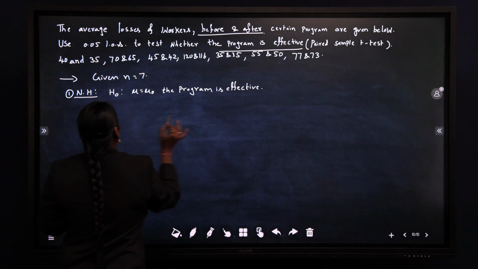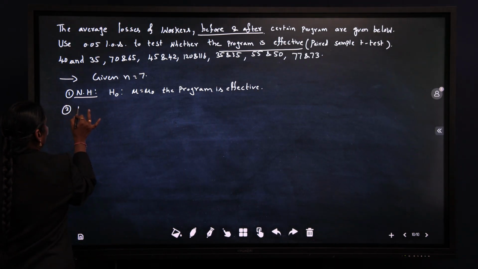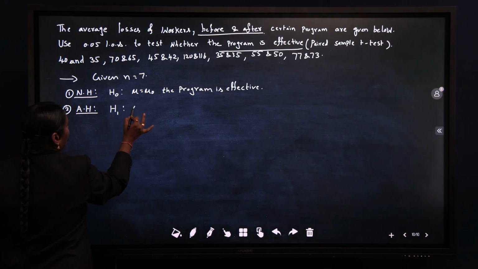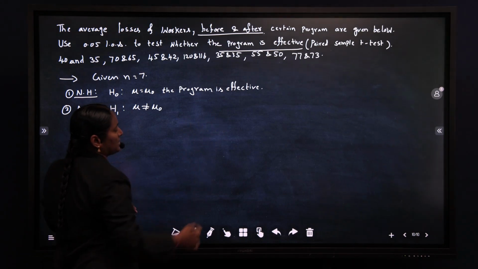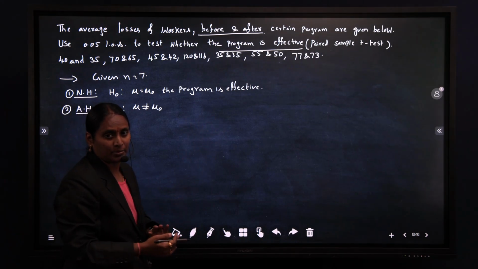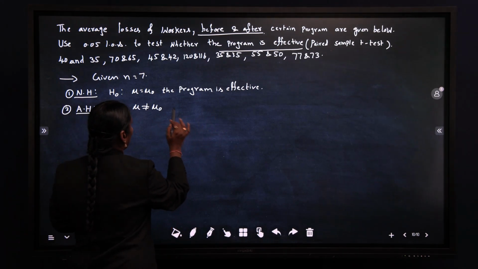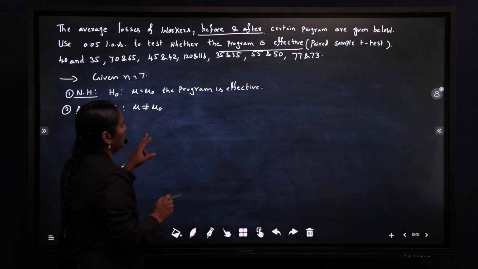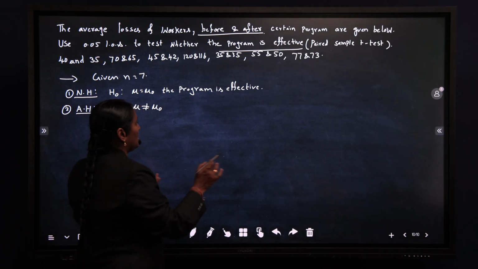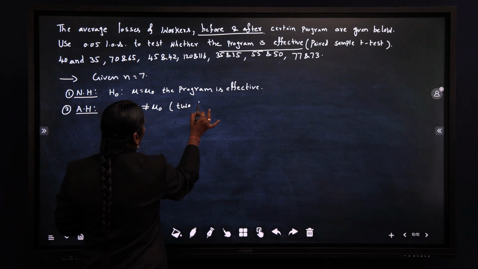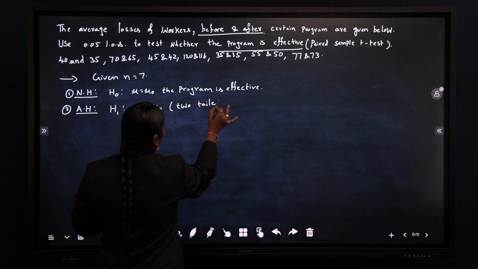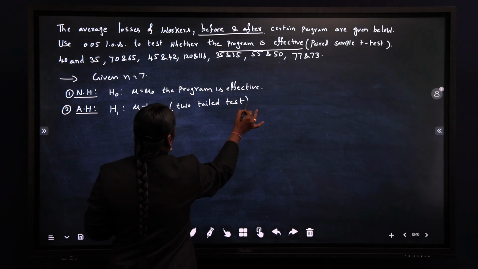Now our second step is the alternative hypothesis. The alternative hypothesis H1 is denoted by mu is not equal to mu naught, because they did not ask us to find out whether the values increase or decrease after experimentation. It means that the program is not effective. So the type of test in the given problem is a two-tail test.